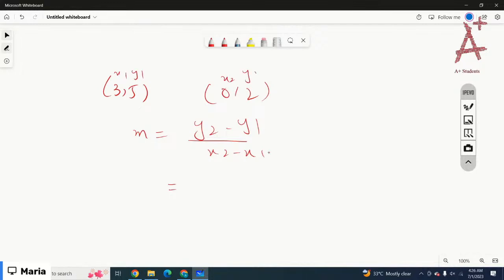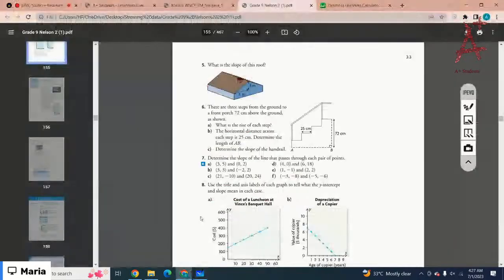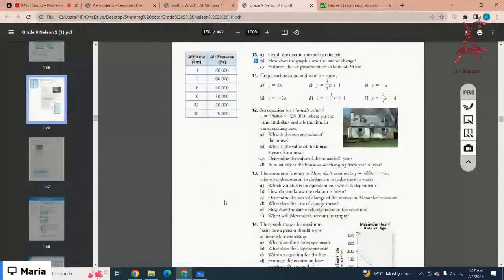That is y2 minus y1 divided by x2 minus x1. So y2 is 2, so it would be 2 minus 5 divided by 0 minus 3. 2 minus 5 is minus 3 divided by minus 3, and that equals 1. So that's how you have to calculate the slope of all the points.